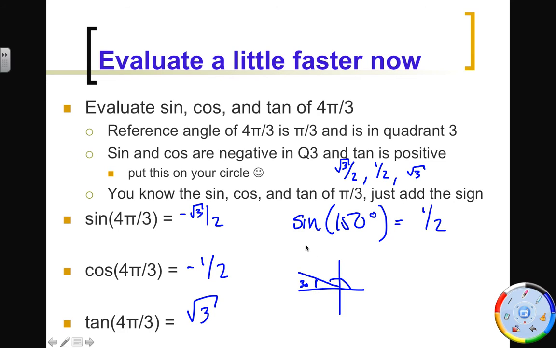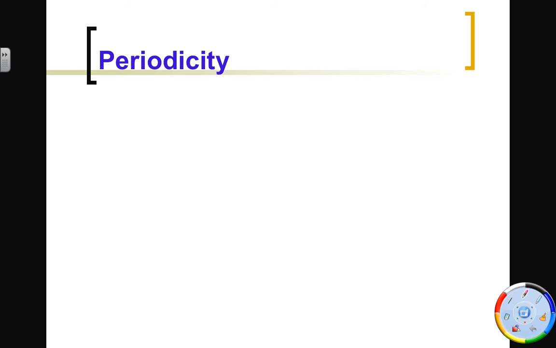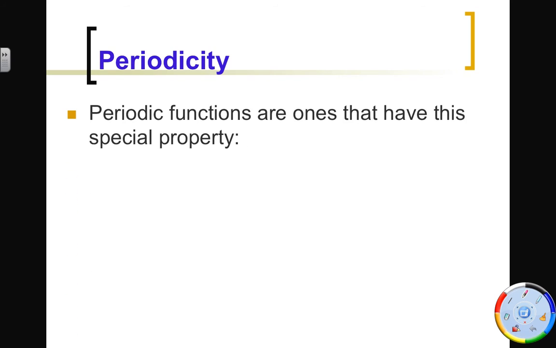Okay, I think I've said enough about how important it is that you just try these problems without the circle, without your calculator. All right, so the last little thing here is what we call periodicity. It's a very small portion. These 3 functions, actually all 6 of them, are what we call periodic functions. And they have one very special property.